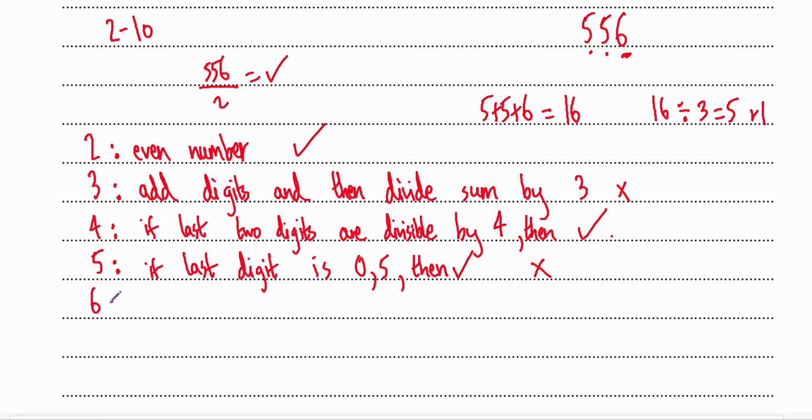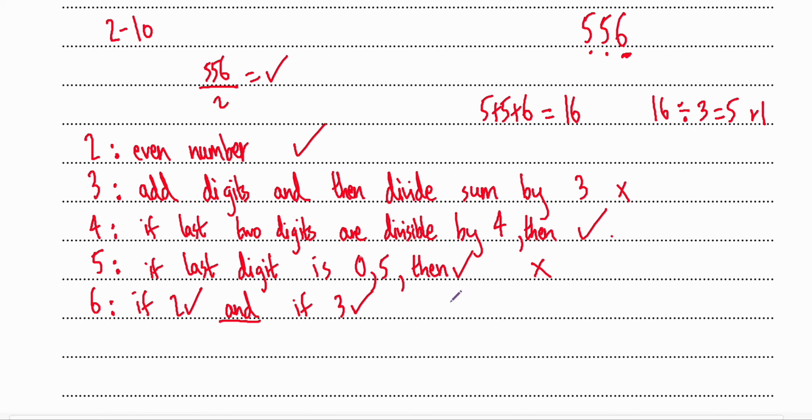For 6, how do you check? Well, for 6 it's actually very easy. You check if it's divisible by 2, so 2 must work, and if 3 works. If 2 and 3 both work, and you can see why both need to work, because 2 times 3 is 6, then the whole thing is going to be divisible by 6. So let's check. We know it's divisible by 2, but it's not divisible by 3.